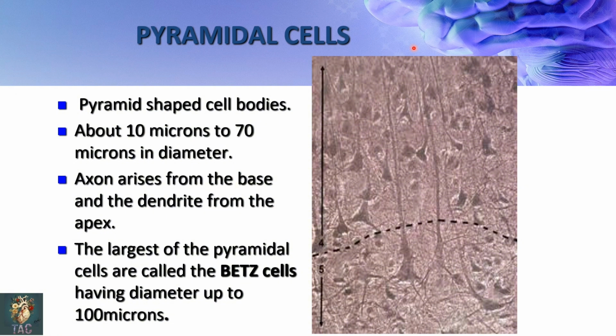They move upward superficially to the upper surface, where they make synapses with the dendrites of the cells of the superficial layer, and their axons move downward and form the main fiber tracts and outflow tracts of the cerebral cortex. Out of these different pyramidal cells, the largest are called the Betz cells, having a diameter of up to 100 micrometers, and they are present in the 5th layer of the cerebral cortex.